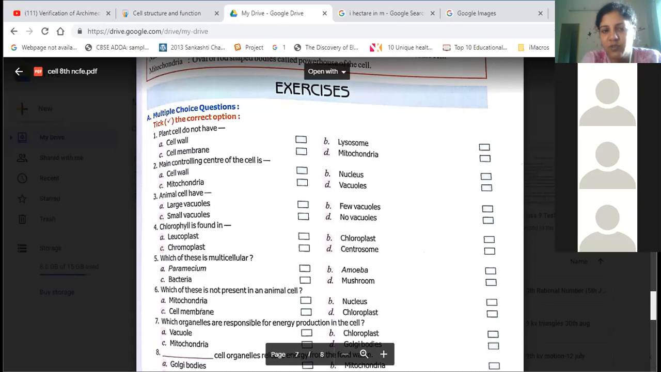The main controlling center of the cell is the nucleus. The nucleus controls all the functions of the cell. Animal cells have large vacuoles, small vacuoles, few vacuoles, or no vacuoles? An animal cell has small vacuoles.